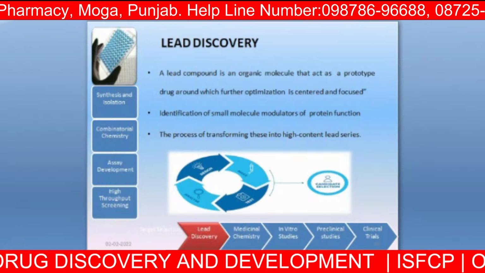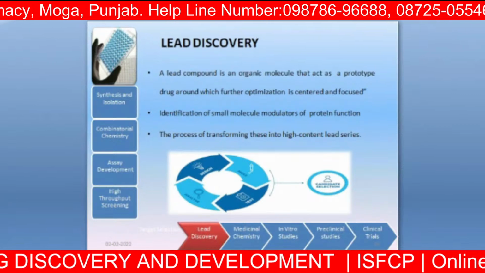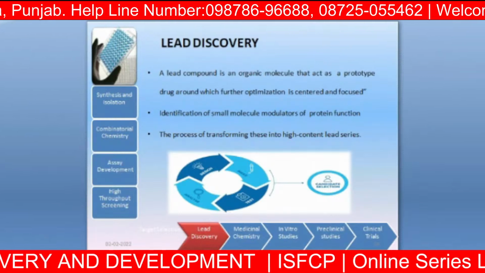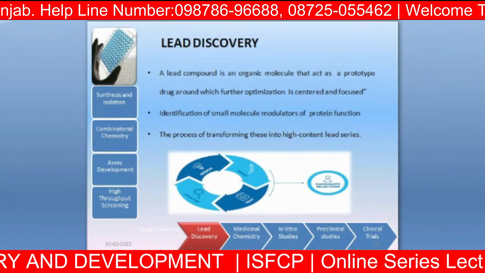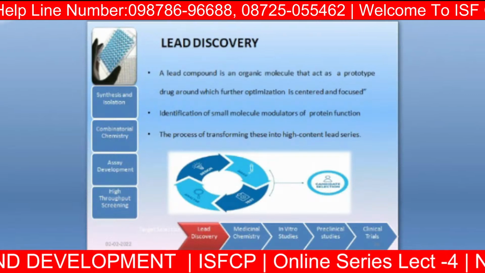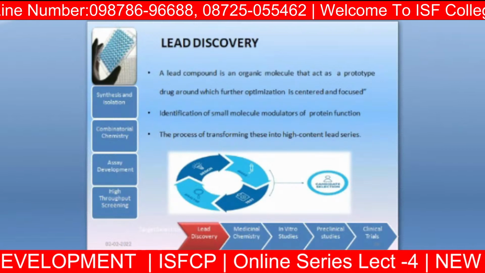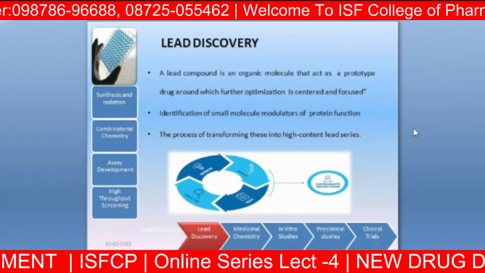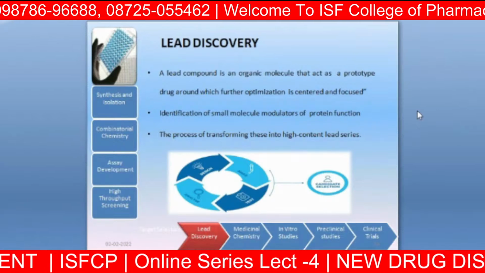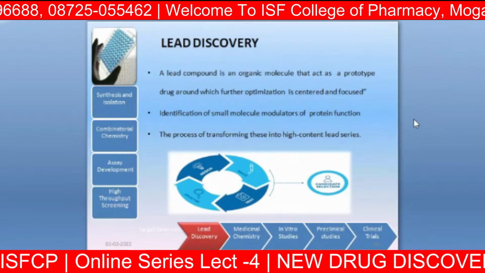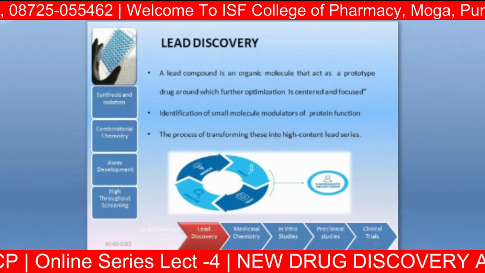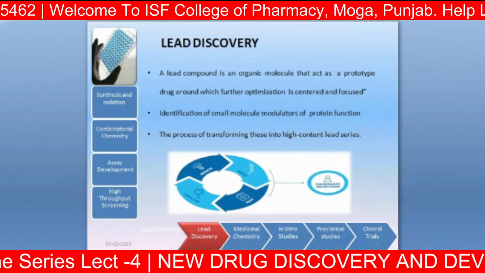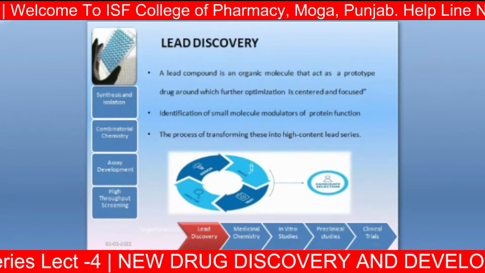In the same way, in lead discovery, we need the particular compound that fulfills all our requirements in terms of safety, efficacy, maximum binding ability, and maximum pharmacological activity. This involves derivation of small molecules, moderators of protein functions, and the process of transforming these into high-content lead series. That means the moieties having good affinity for the disease, as well as a particular action against the disease, are the leads for further development.